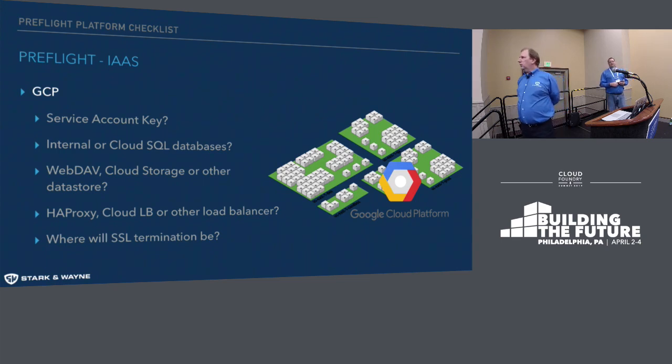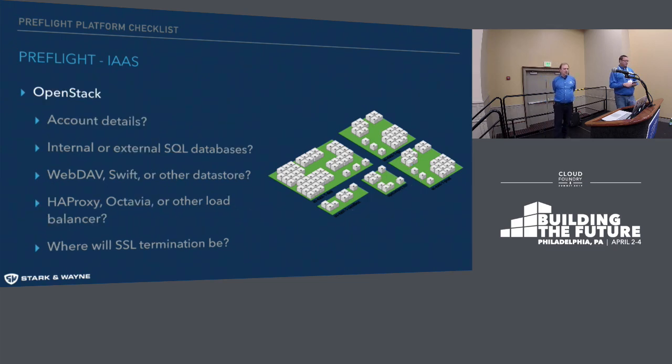Google Compute Platform: service account key, internal or Cloud SQL, web dev, or Cloud Storage, or other, HAProxy, cloud load balancers, or another load balancer. Where will the SSL termination be? And OpenStack: account details, internal, external SQL, web dev, Swift, another object store, HAProxy, Octavia, another load balancer. Where will the SSL termination be?